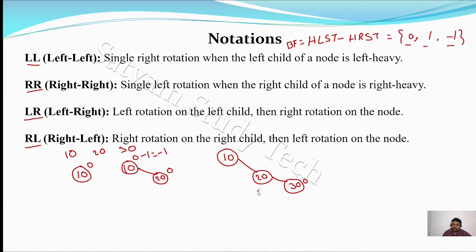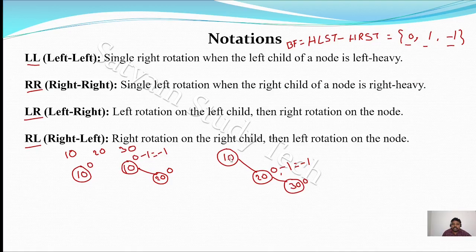Here the balance factor of 20: the left subtree height is 0, and the right subtree height is 1. So one level is there. We don't count the number of nodes, we have to count the levels. So this is one level. That's why the left subtree height is 0 minus the right subtree height 1, that is equal to minus 1.